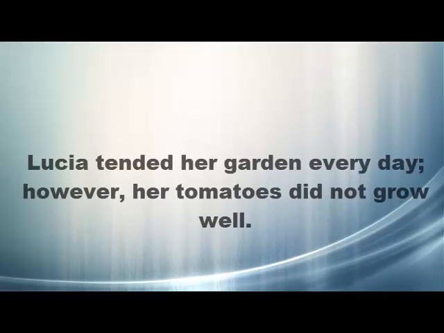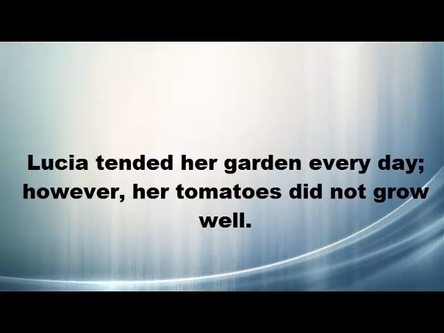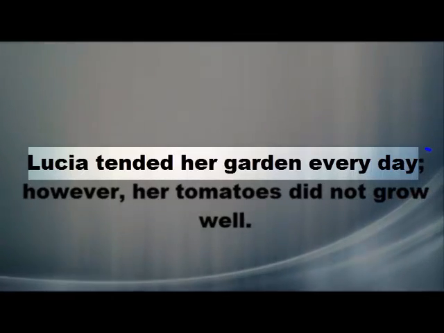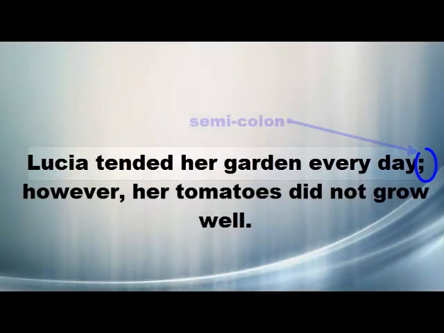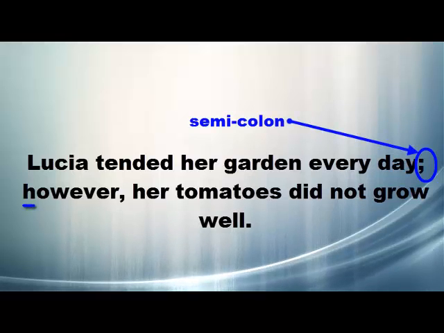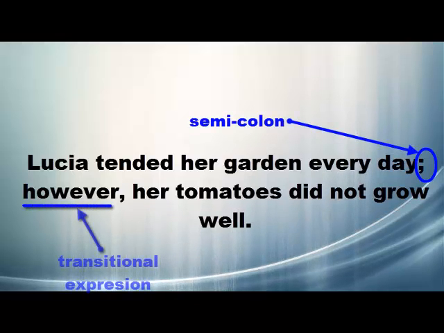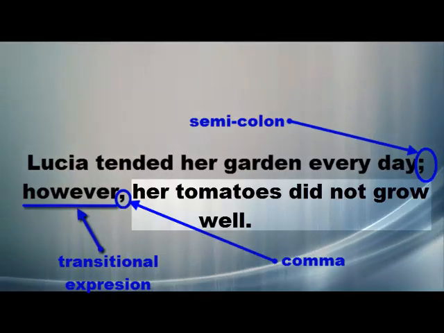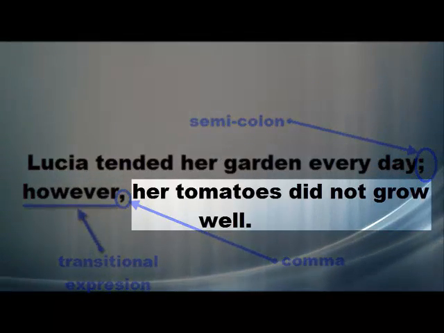A compound sentence can also be created with a transitional expression. Lucia tended her garden every day. However, her tomatoes did not grow well. In this sentence, we begin with an independent clause, followed by a semicolon, a transitional expression, a comma, and a second independent clause.